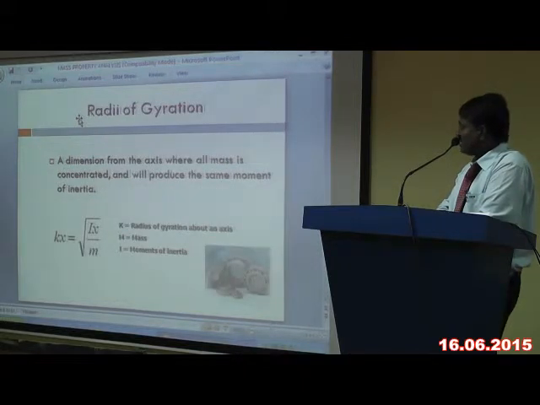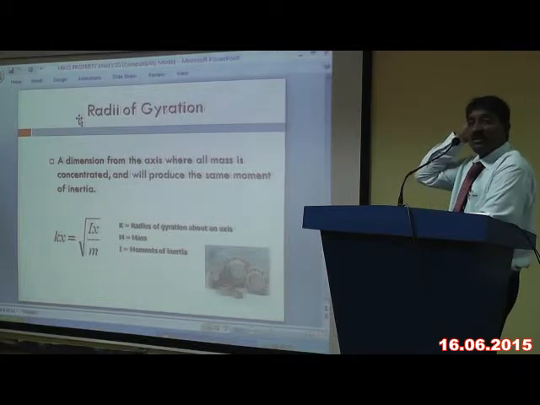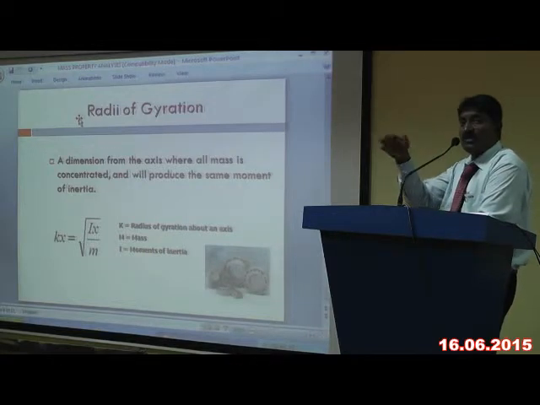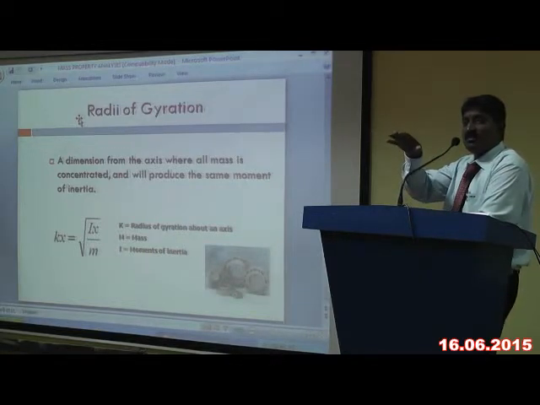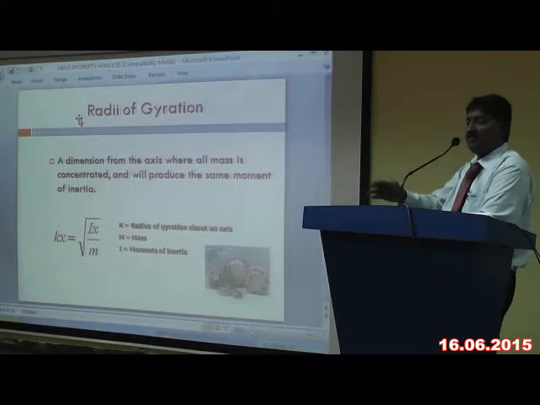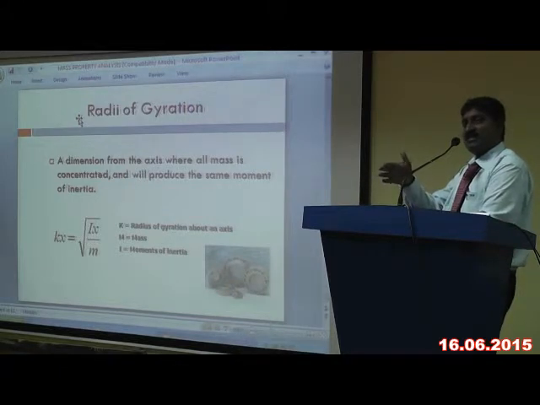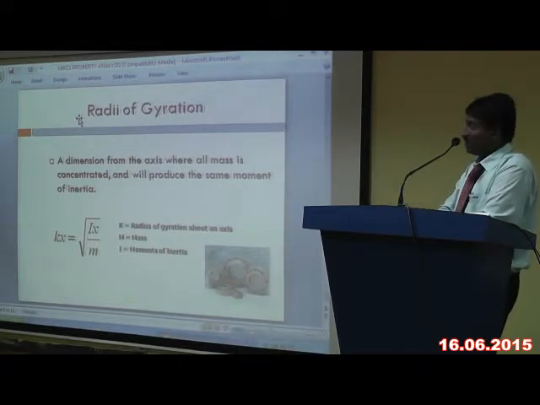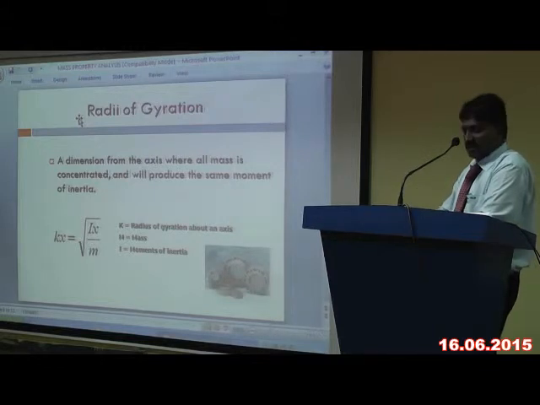Radius of gyration. Nowadays they are using it in two-wheelers also. The gyration concept is used where it balances itself. They have invented one bike with a gyroscope, and even if it is moving and falling down this side or that side, it will stand and balance itself with the help of this concept. It is the distance from the axis where all mass is concentrated and will produce the same moment of inertia.